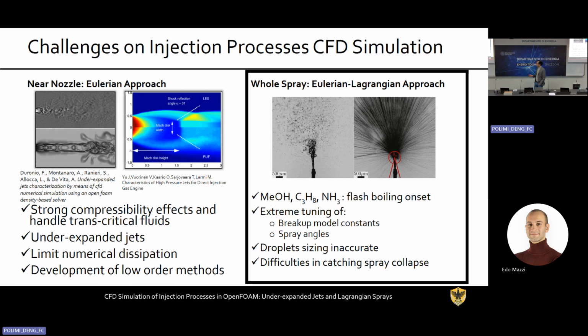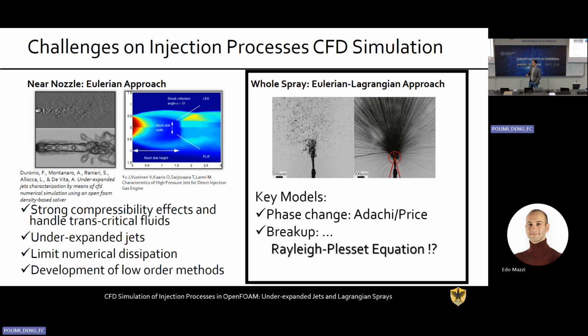So what you have to do, many of us have experienced, is extremely tune the breakup model constants. We have to set unreal spray angles. We easily get a droplet sizing which is inaccurate. We cannot properly catch the spray collapse. So it's a tricky field. But let's move a step back. Which are the key models for a Lagrangian spray representation? Obviously, the phase change model. But today, I'd like to focus our attention on the breakup model.